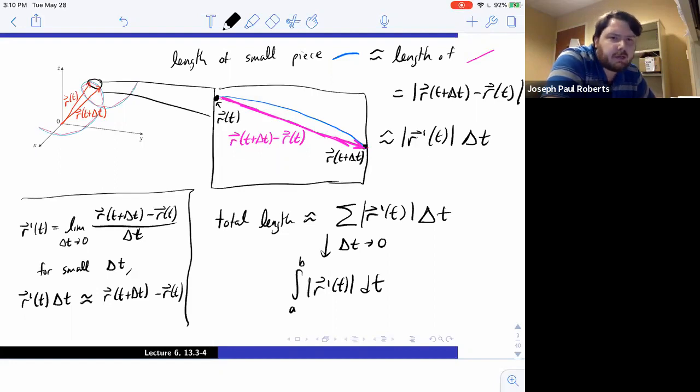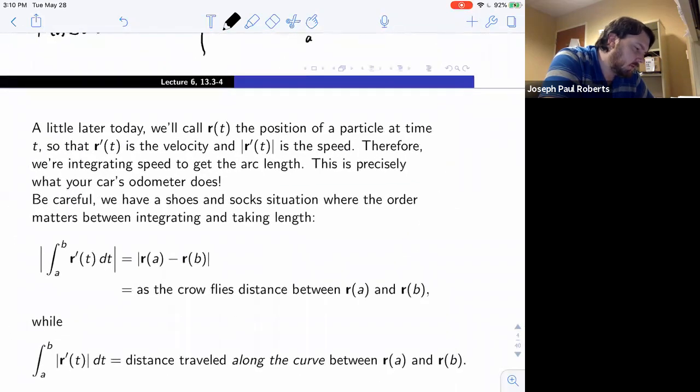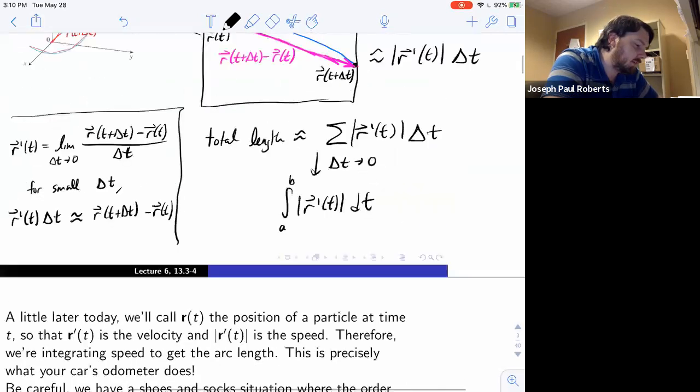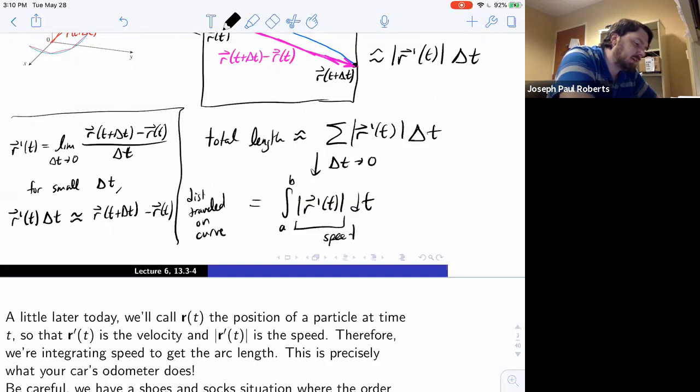And so later on today, we already talked about how you could think of r as position. So when we get into section 13.4, we'll talk about that. In that case, r prime is the velocity vector of your particle, and the length of velocity is what we call speed. So essentially, this formula for arc length is saying that the distance traveled on the curve is the integral of speed, which makes sense. That's when I said a few minutes ago that you could think of arc length as your odometer. That's exactly what your odometer is doing.